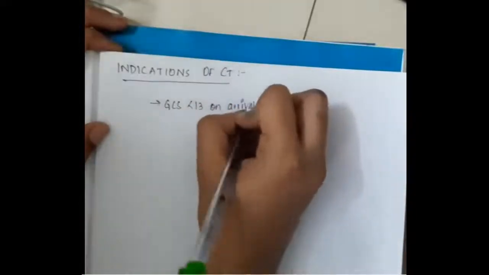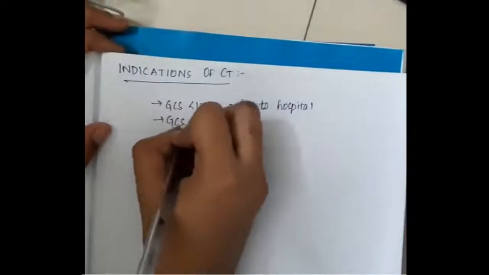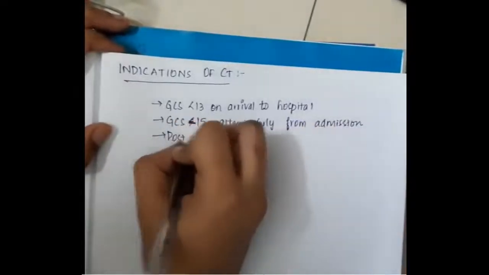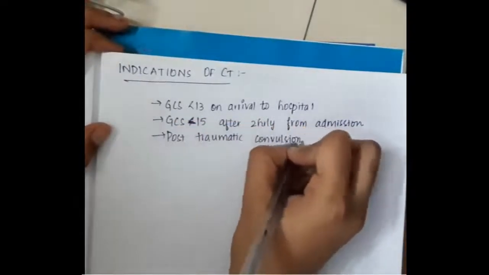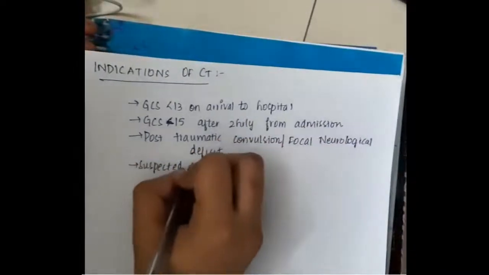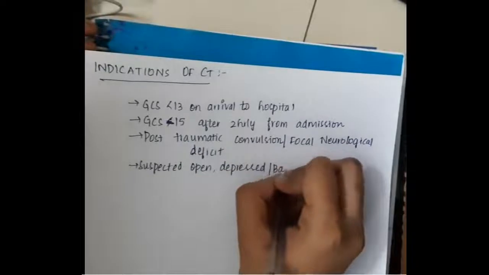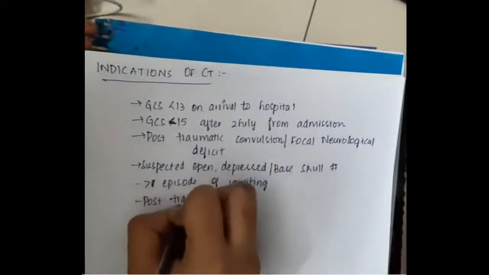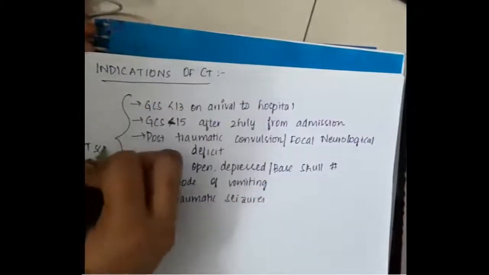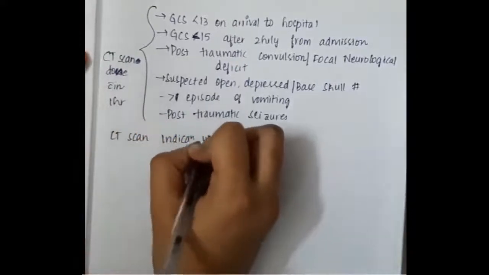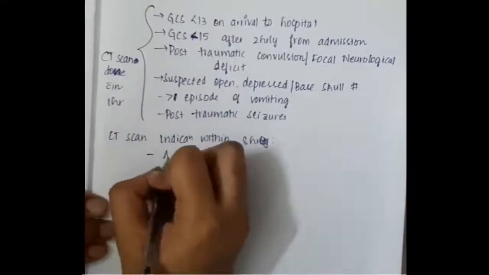Then indications of CT scan. CT scan is done for GCS less than 13 on arrival at hospital, GCS less than 15 after 2 hours from admission, post-traumatic convulsions or focal neurological deficit, suspected open, depressed or base of skull fracture, more than 1 episode of vomiting, and post-traumatic seizures. In all these cases, CT scan should be done within 1 hour. In other cases, CT scan can be done within 8 hours.